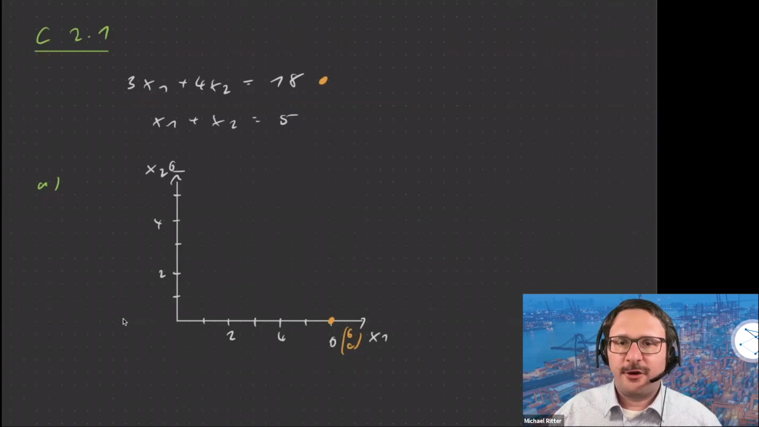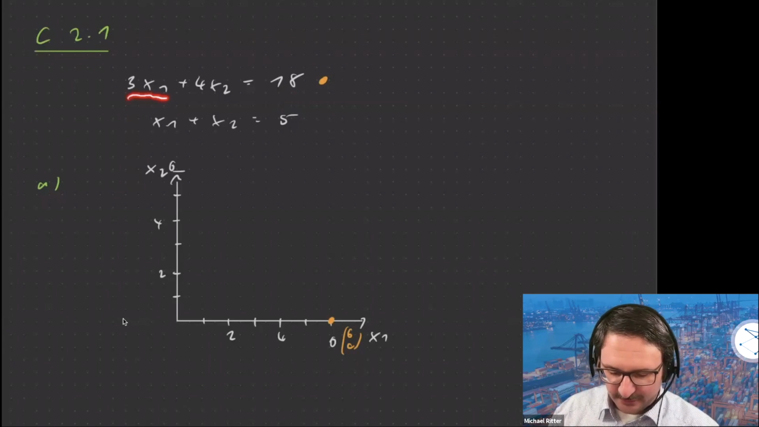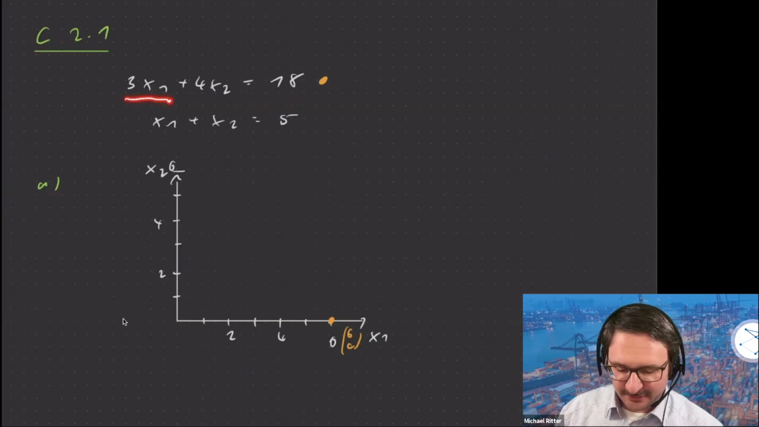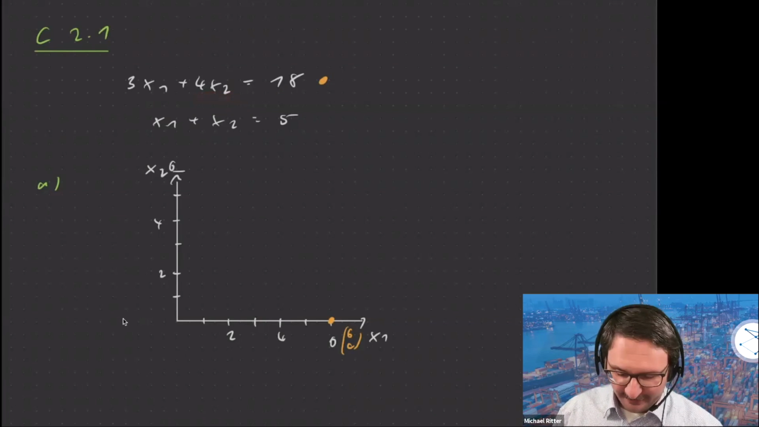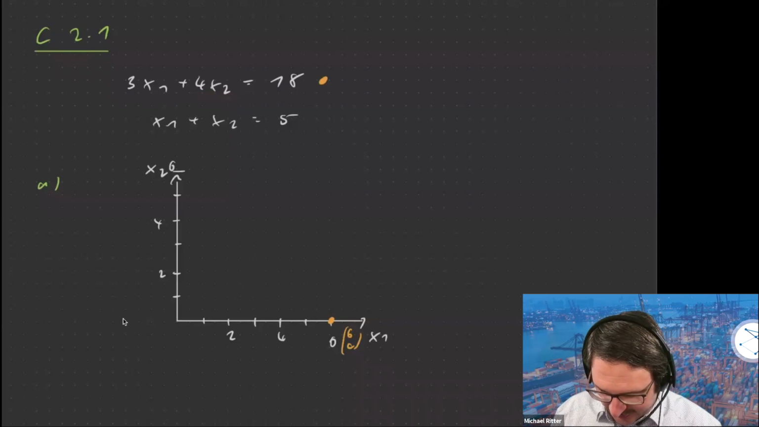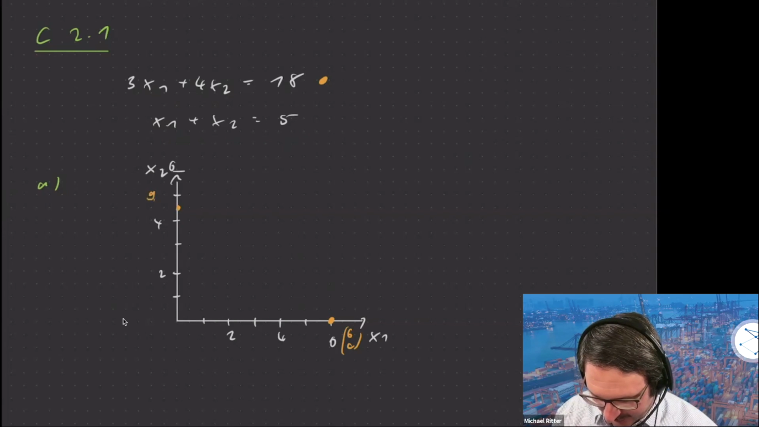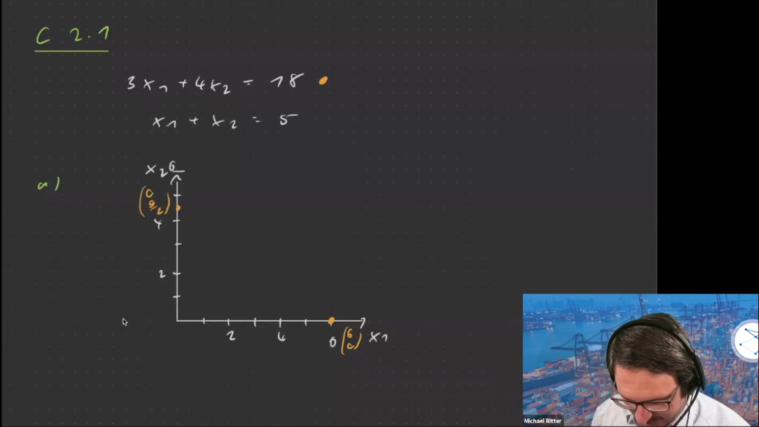And second, we're looking for a point that also fulfills the equation where x1 is 0. Now, if x1 is 0, then this part here becomes 0. So we need to satisfy 4x2 equals 18. So that's x2 equals 18 over 4, or 9 over 2, or 4.5. So that is here. And that means we have to connect those 2 points. So that's the point 0, 9 over 2, of course. And now we just need to connect those two.